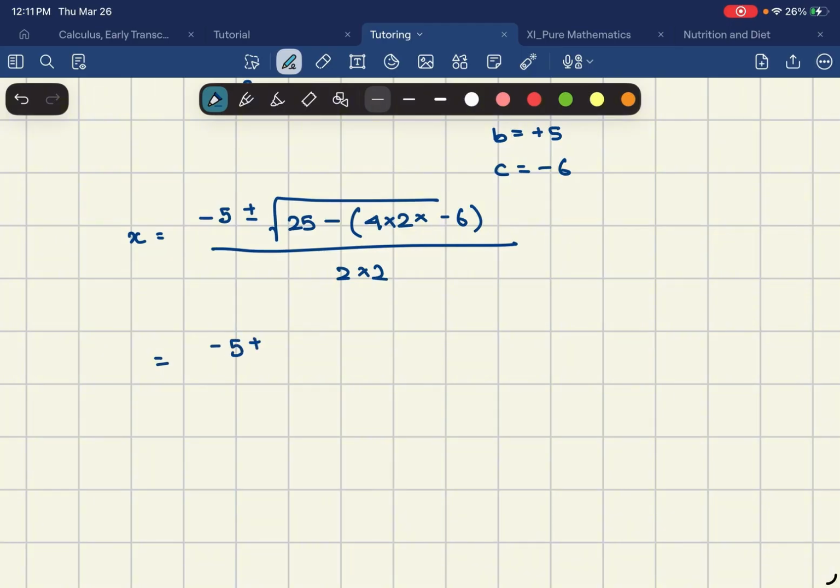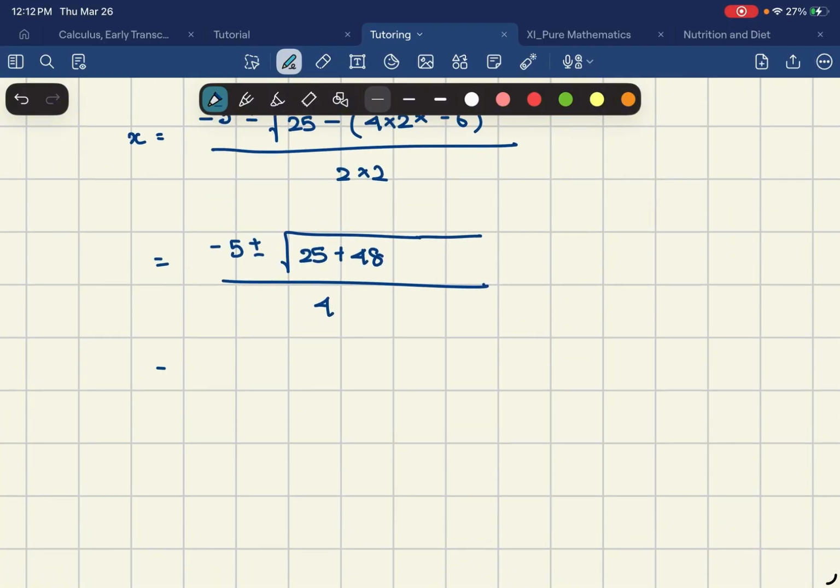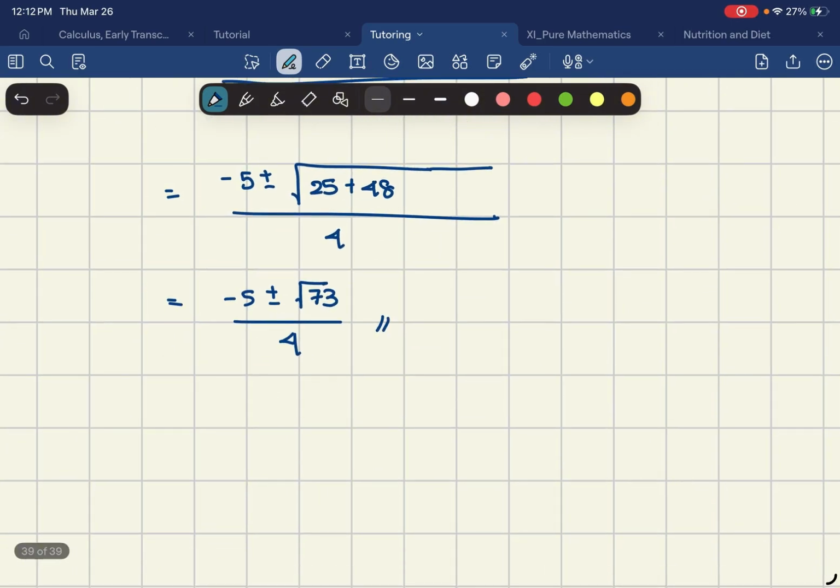So minus 5 plus or minus the square root of 25 minus, now 4 times 2 times negative 6 gives me negative 48. So 25 minus negative 48 is going to give me 25 plus 48, divided by 4. So minus 5 plus or minus the square root of 73, since 25 plus 48 is 73, divided by 4. You can leave your answer like this, but if you want, you can put it in your calculator and check the roots.